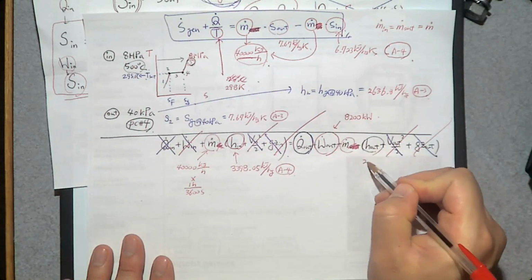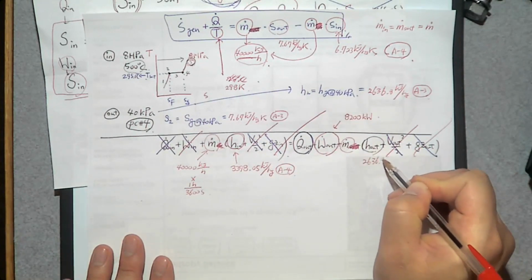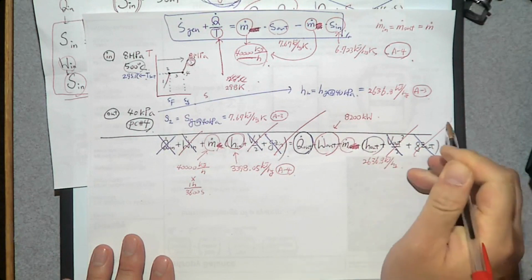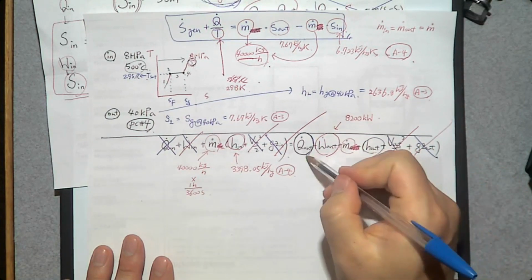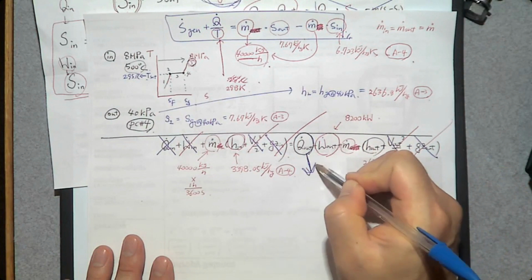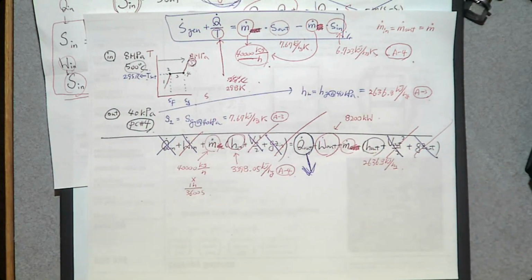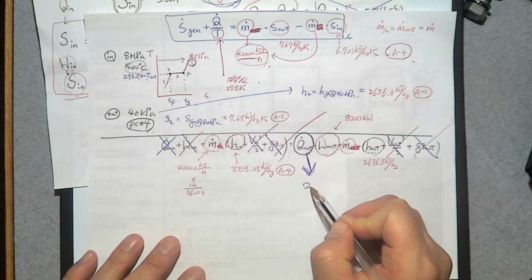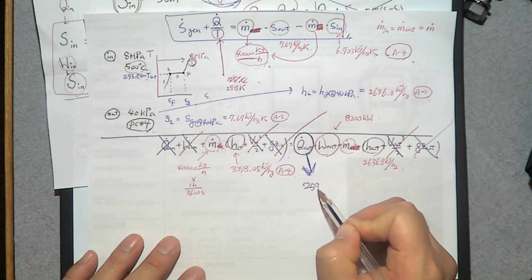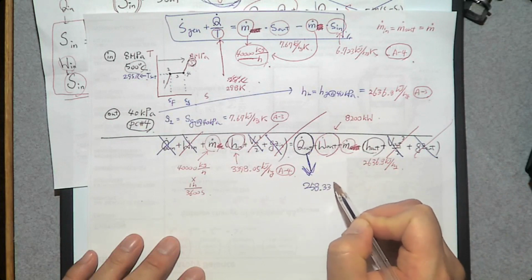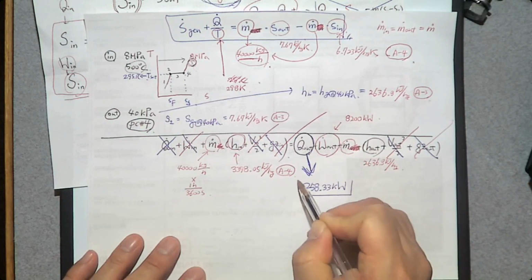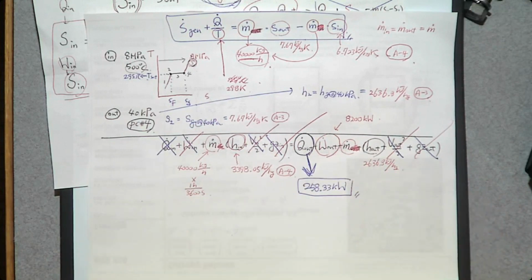So this one is 2636.8 kilojoule per kilogram. So we have everything but Q dot out. So can you determine Q dot out? Yes, if you do, Q dot out is going to be 258.33 kilowatt. So this is the rate of heat transfer from the turbine to the surroundings.